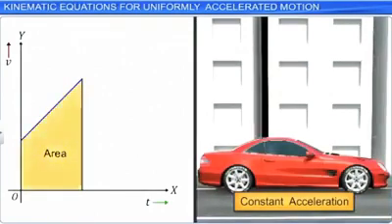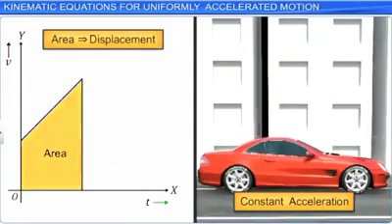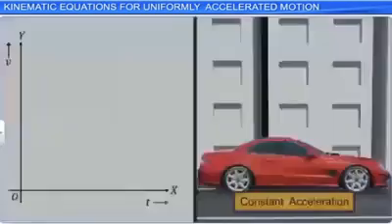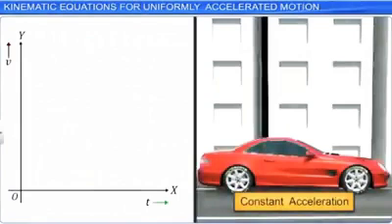There are three important kinematic equations for uniformly accelerated motion. Let us derive these equations one at a time. The first equation is the relation between initial velocity, v0, final velocity, v, uniform acceleration, a, and time t.